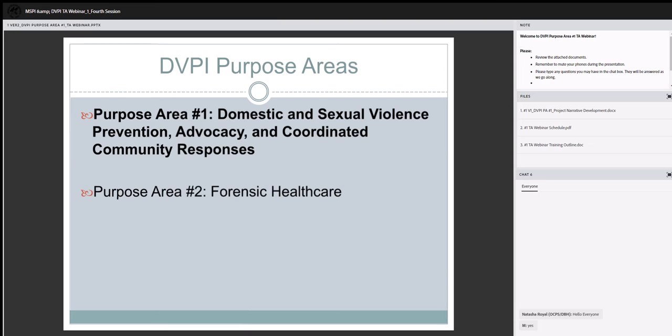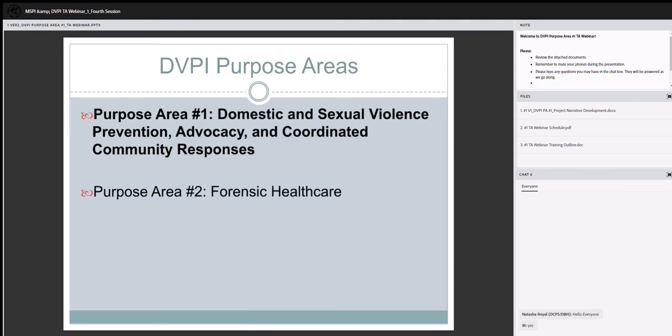And how you meet those goals is through the objectives. And the objectives for Purpose Area 1 are going to be focused on the coordinated community response. Now, they're also the same objectives for Purpose Area 2. And so some of these will cross over. So, for example, Purpose Area 2 is the medical healthcare response for providing examinations to victims of sexual and domestic violence. Purpose Area 1 doesn't need to provide exams. But in your objectives, you need to address how you will link them to the physical exams.